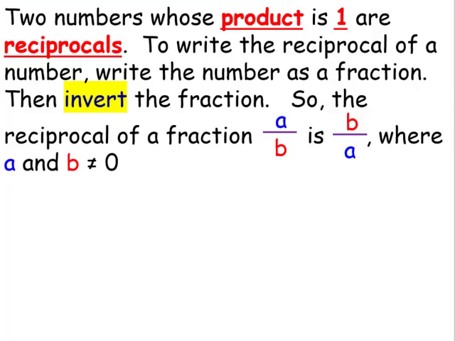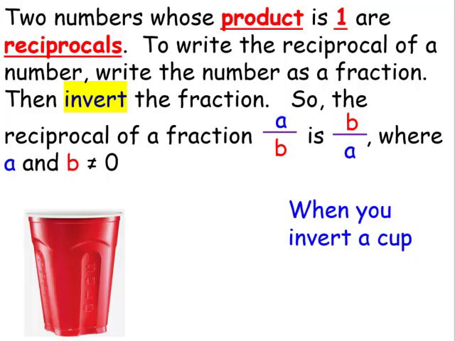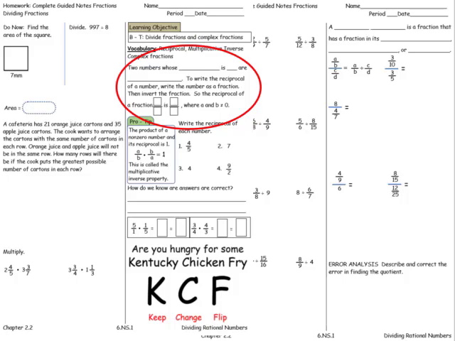Two numbers whose product is 1 are reciprocals. To write the reciprocal of a number, write the number as a fraction, then invert the fraction. So the reciprocal of a fraction a over b is b over a, where a and b do not equal 0. When you invert a cup, all you have to do is flip it over. We'll come back to this concept in a moment. We are right here on our guided notes.